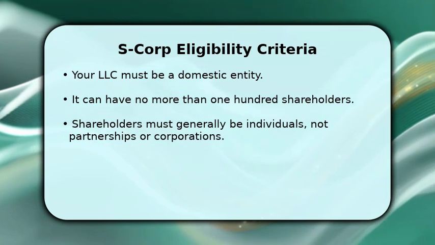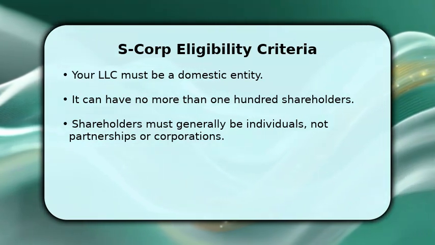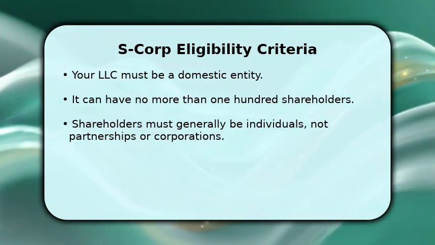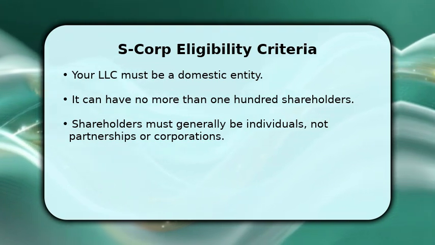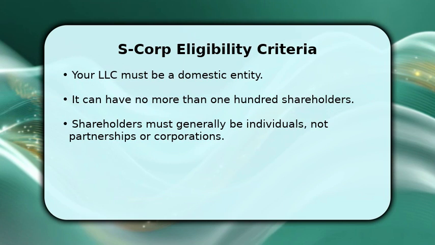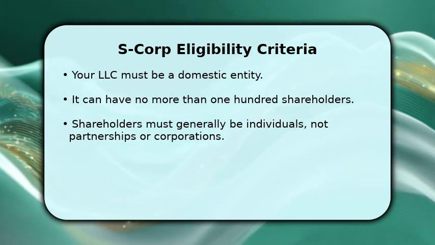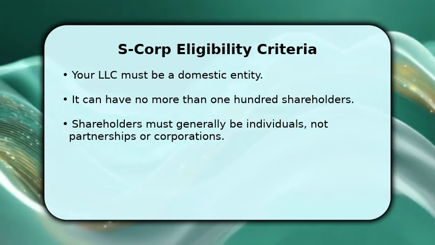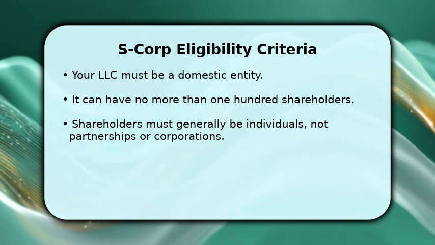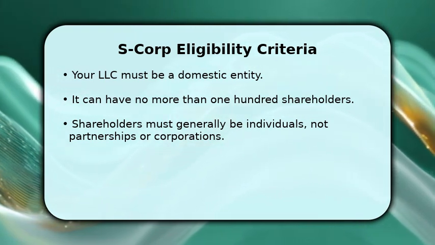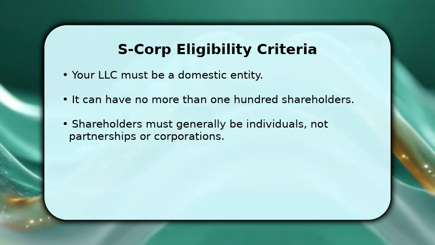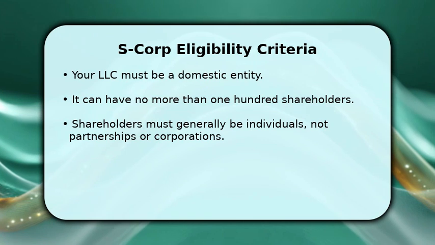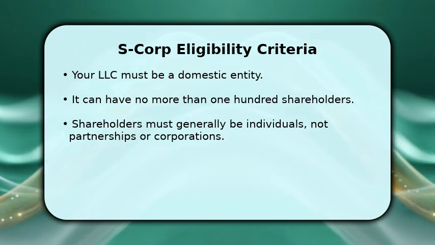To qualify for S Corp status, your LLC must meet specific Internal Revenue Service criteria. It needs to be a domestic entity and can have a maximum of 100 shareholders. These shareholders are typically individuals, not other corporations or partnerships. Furthermore, an S Corp is limited to having only one class of stock. Meeting these foundational requirements is the first critical step.